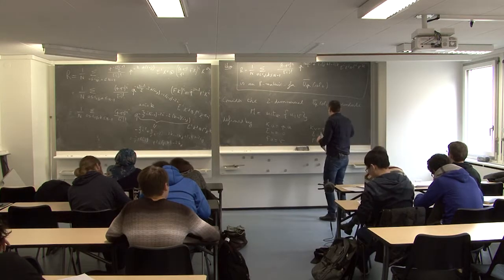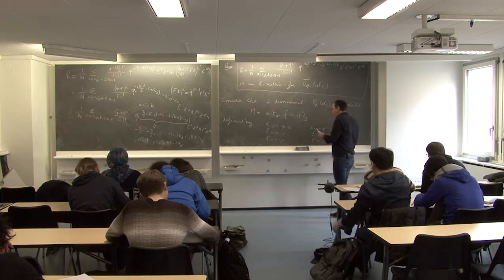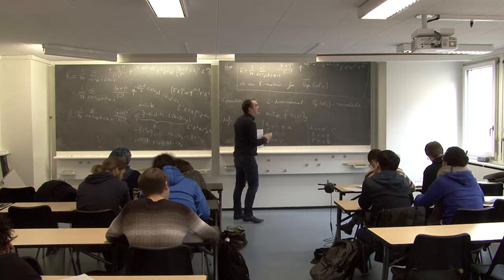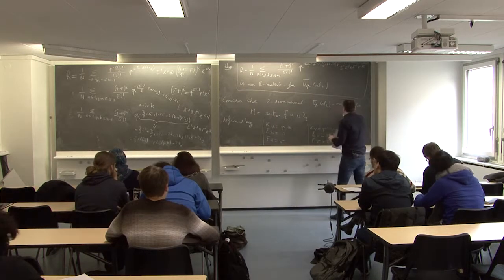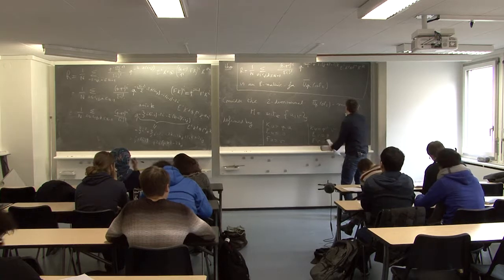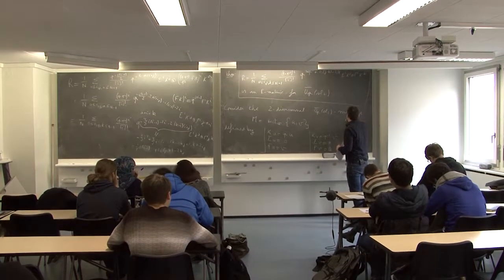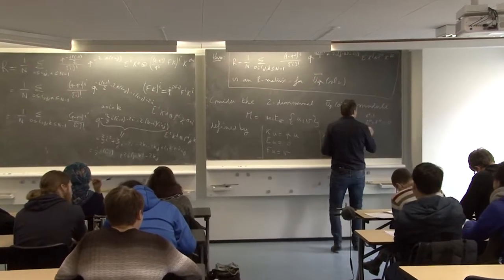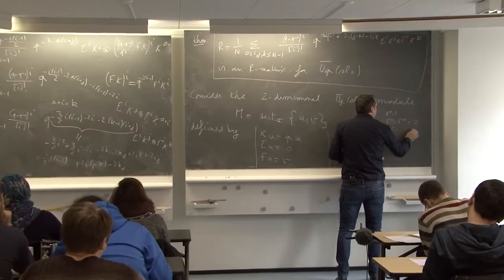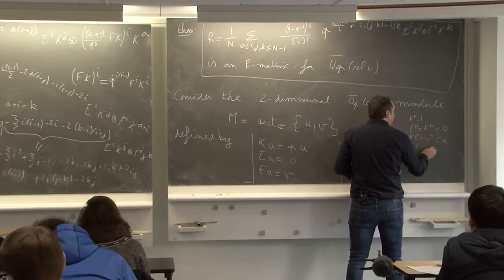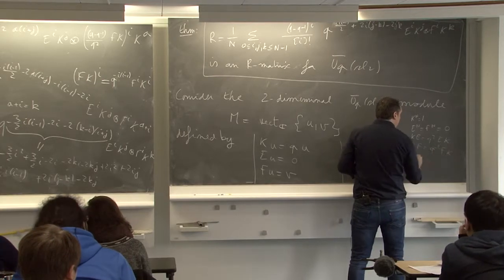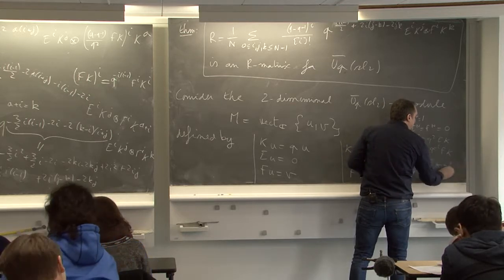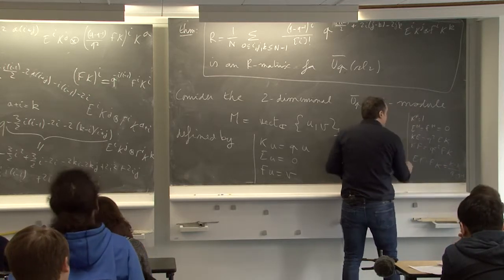No, sorry, EV is u, F is 0. Okay. So recall we have as the relations: k to the n is 1, e to the n and f to the n are 0, ke is q square ek, kf is q minus square fk, and ef minus fe is k minus k inverse over q minus q inverse. These are the relations.